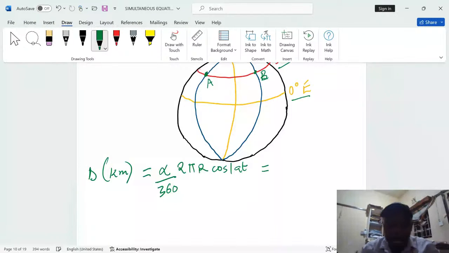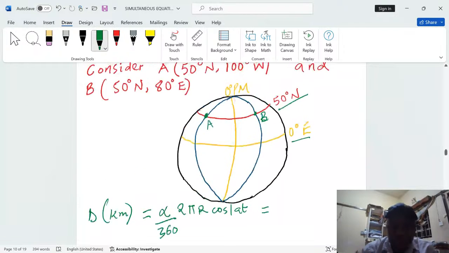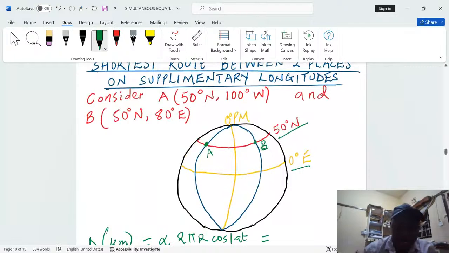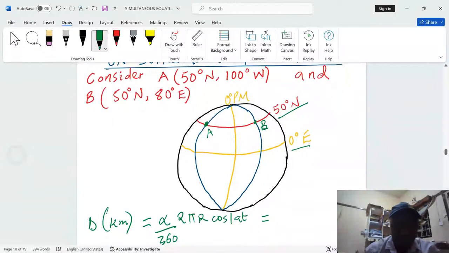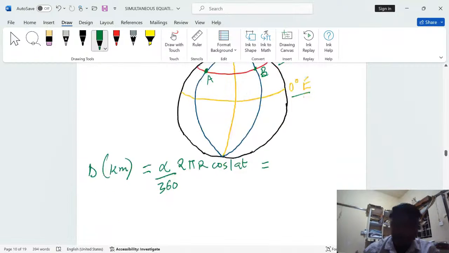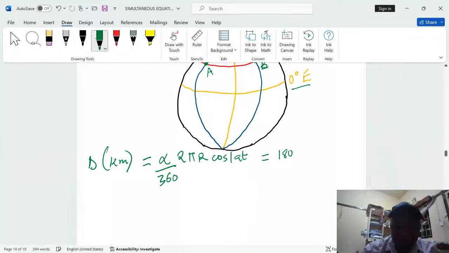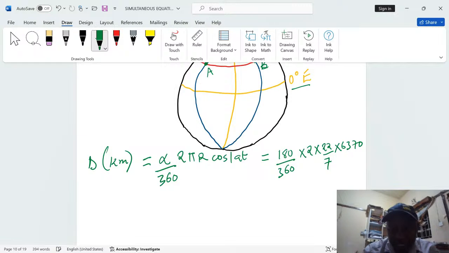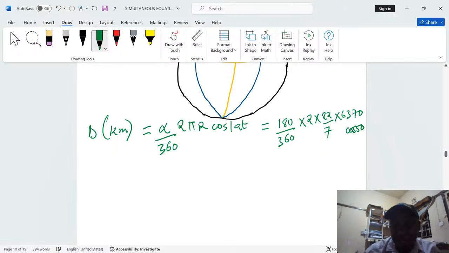small circle, and therefore we'll be talking about a longitude difference from 100 degrees west all the way to 80 degrees east. We will have an angle difference of 180, because they are places on opposite sides of the prime meridian. So we'll be talking of 180 divided by 360 multiplied by 2 multiplied by 22 over 7 multiplied by 6370 cosine of 50, right? Cos 50. Then you carry out the multiplication.